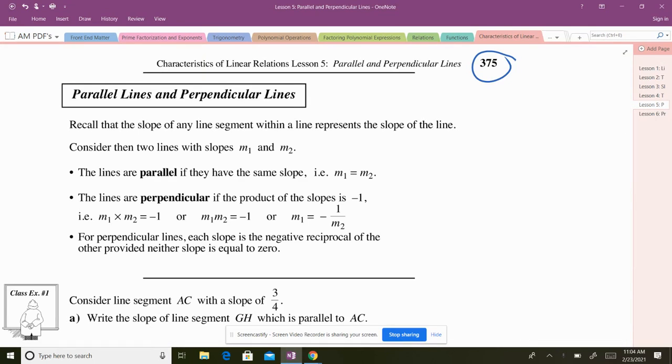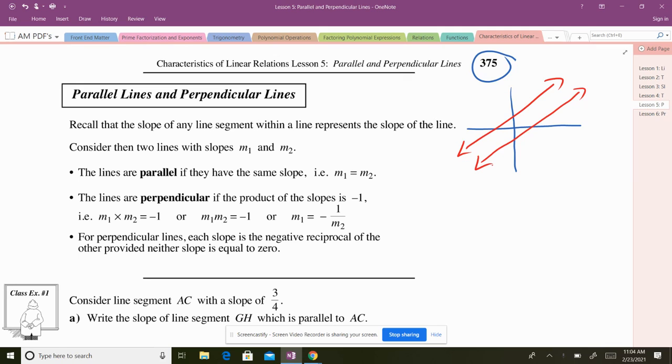Perpendicular lines. So, parallel means a line with another line. What do you mean by matches? If two lines are parallel, they're sort of side by side, right? Do they ever touch? No, they never touch because they have the same slope.